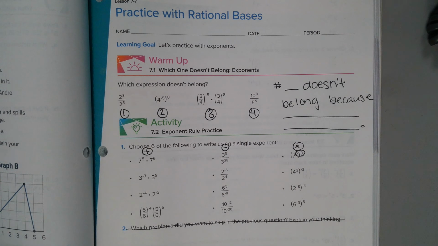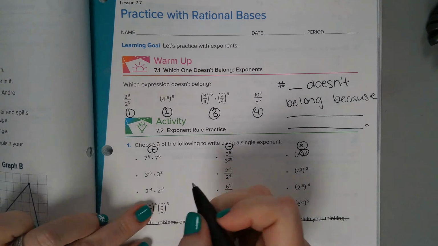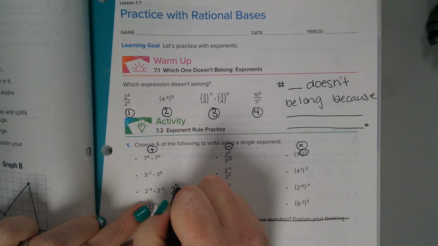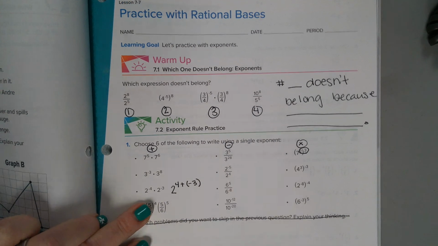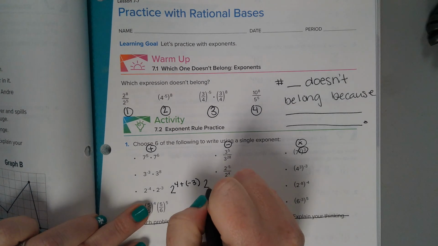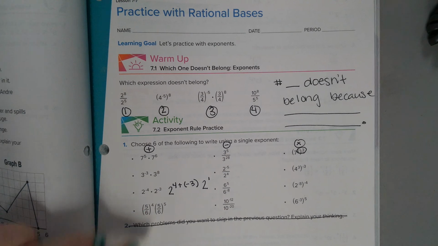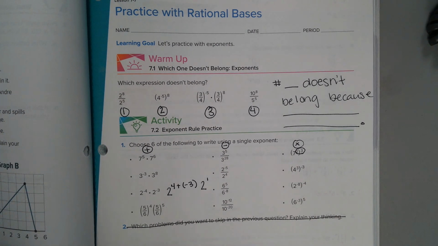So if we were to look at this one right here, and we need to add our powers, we would have 2 to the power of 4 plus a negative 3. Well, 4 plus negative 3 is really 4 minus 3. So we have 2 to the power of 1. You can do the rest of them.